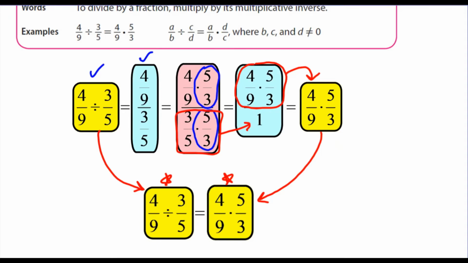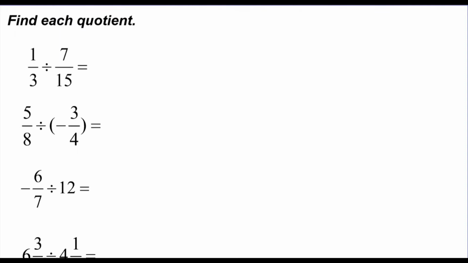We already know how to multiply fractions, and it's very simple to do, so why not use that to our advantage when dividing fractions? So let's put this into practice here. I have 1/3 divided by 7/15. That's actually going to be equivalent to 1/3 times the reciprocal of 7/15, which is 15/7.